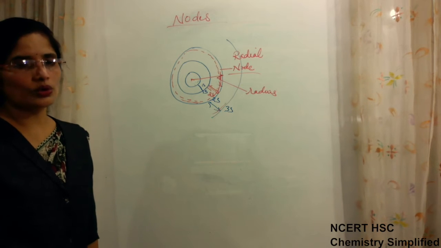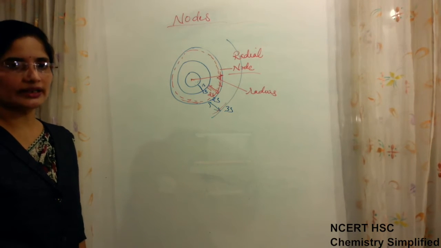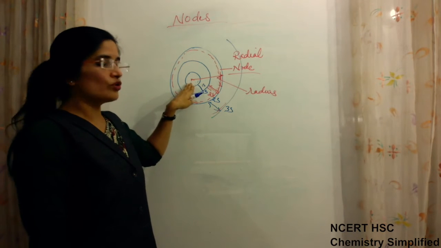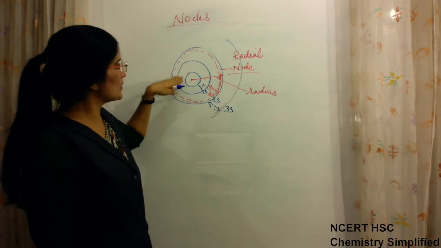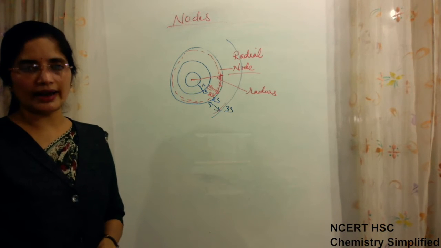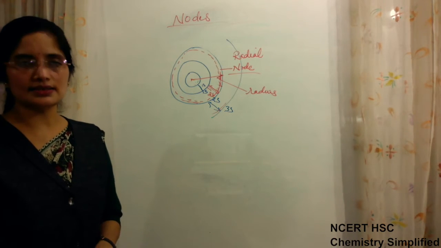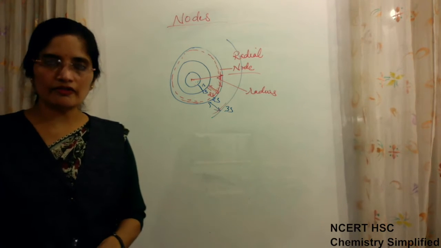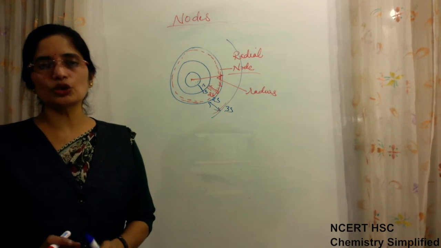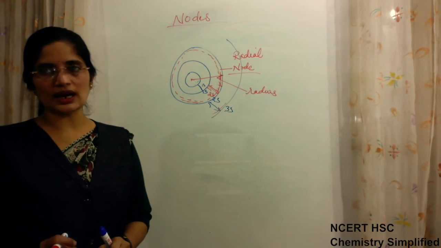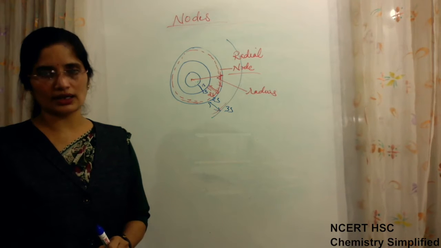Okay, so what are nodes actually? What are radial nodes? These are the areas, when we move from the nucleus outward, at a distance where the probability of finding an electron is 0. Those areas are known as nodes, and in every orbital there are certain nodes present. Okay, and the number of these nodes is decided by certain formulas.